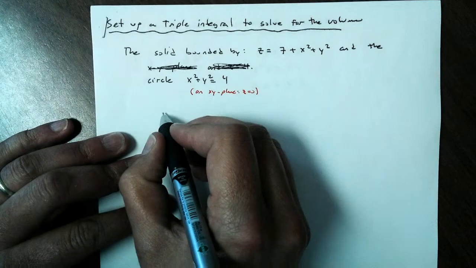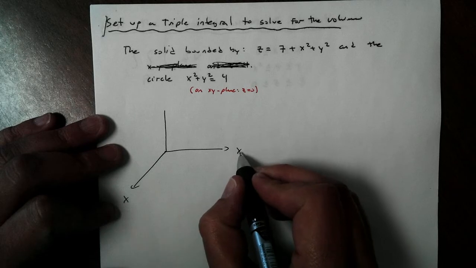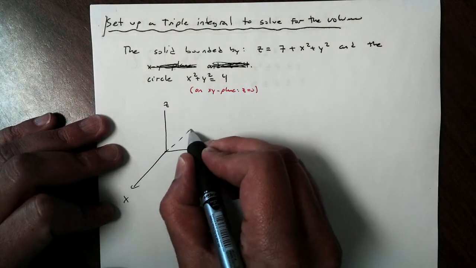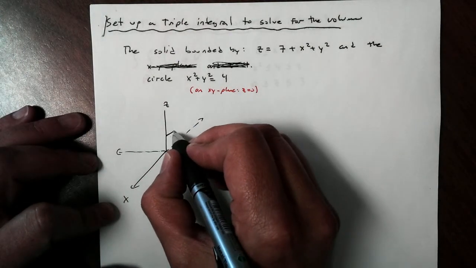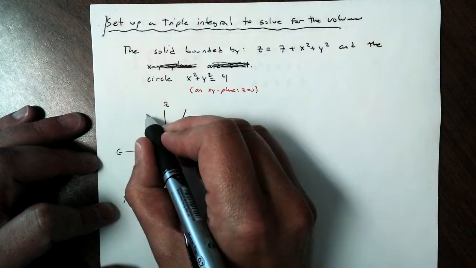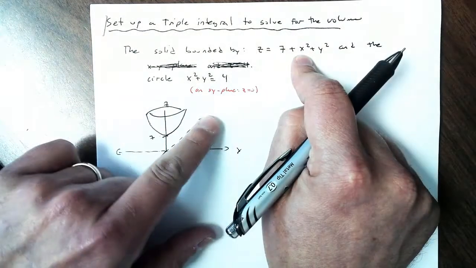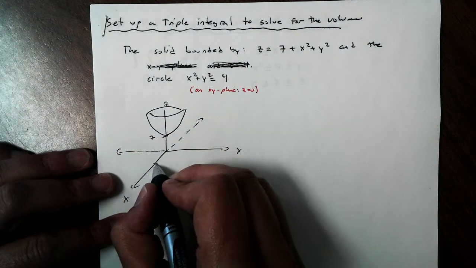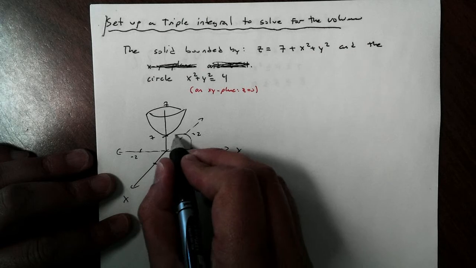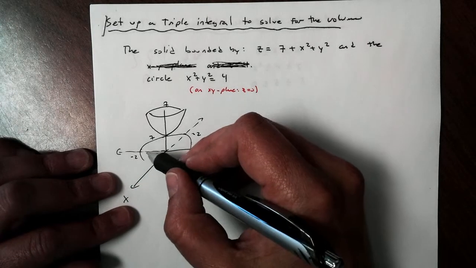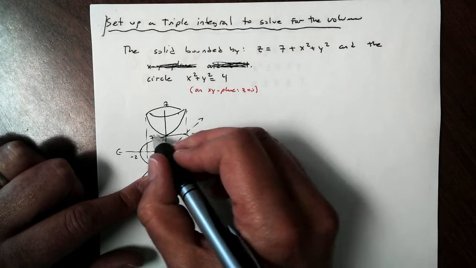So if I graph it out in 3 dimensions, there's my x, there's my y, there's my z. This is our cone. It's a parabolic, elliptical cone, so it's going to look something like this, and it crosses here at 7, and we have the circle, which has a radius of 2. 2, negative 2. If we were to project this circle up to the surface, we want to find this resulting volume.